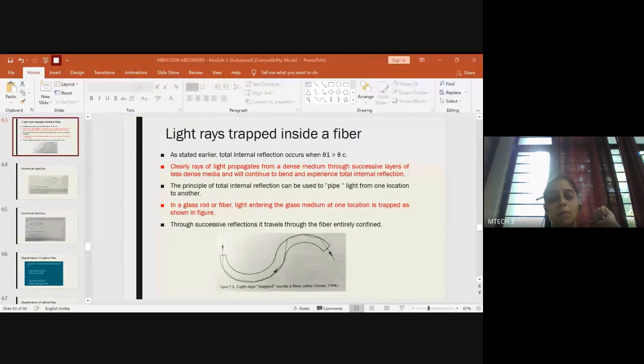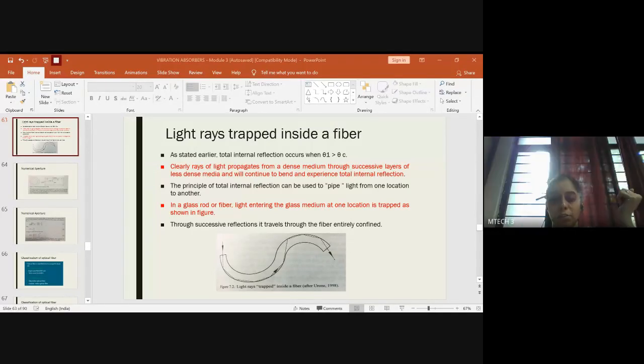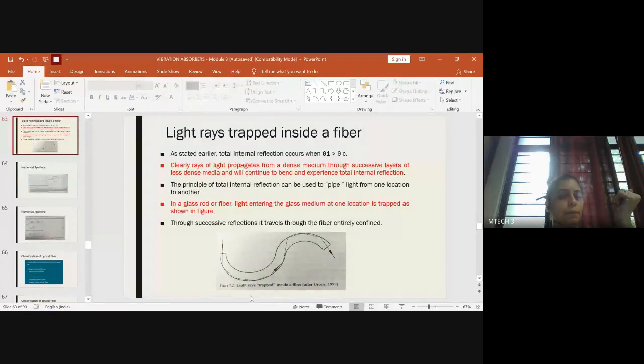Is this clear? How does it operate and how you can optimize the incident angle? Any doubts on it? No, ma'am. Okay, so please listen carefully. If you understand the concepts, you can please write in your own words.